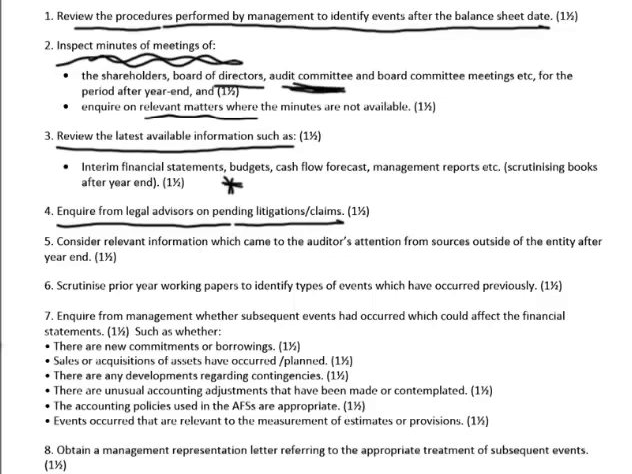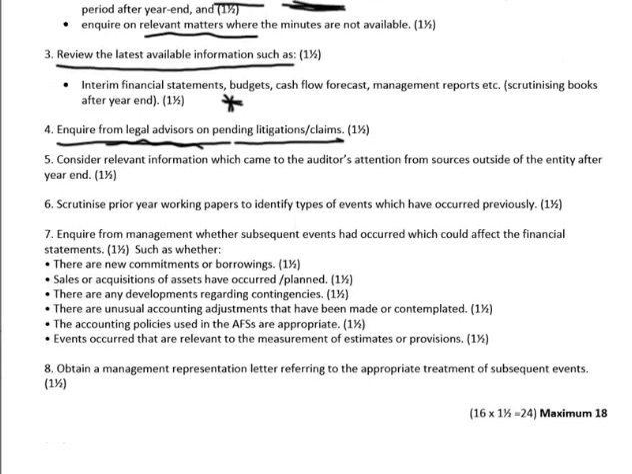But the only way we'd know about that is by actually discussing with these legal guys. Okay, number 5, consider relevant information which came to the auditor's attention from sources outside the entity. Right, so you could also think like internet, for example. If there's anything on the news about your clients, or maybe the banks, or anything that's not part of the entity that we could get information from, we consider them.